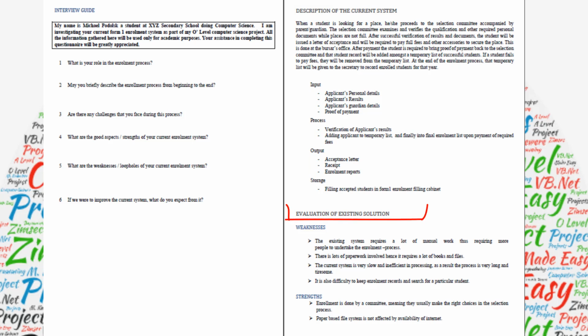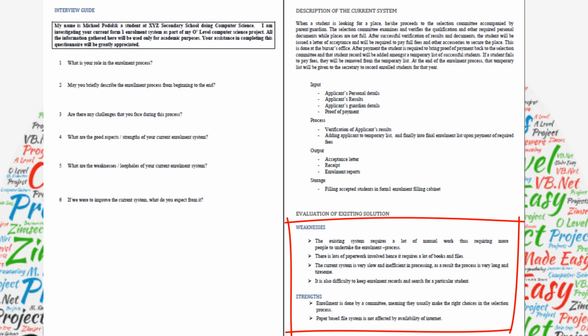Moving on to evaluation of existing solution. Here we'll be looking at weaknesses and strengths of the existing solution. Weaknesses means disadvantage, and strengths means advantage. The weaknesses of the existing system will help us create a better system than what is already there. You should, however, try to retain the strengths in your proposed solution. More weaknesses than strengths will show that you have an idea of what you are talking about.